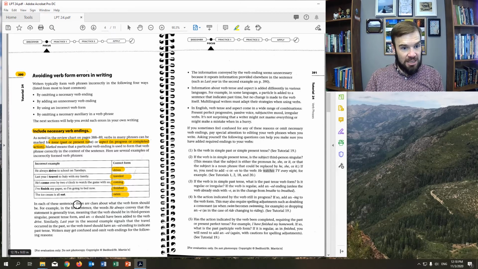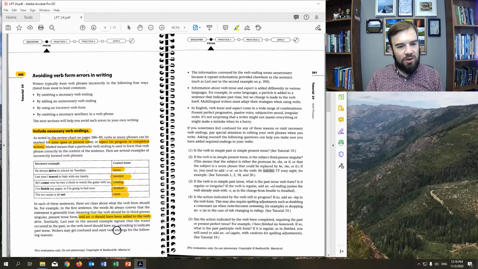Now, in each of these sentences, there are clues about what the verb form should be. For example, in the first sentence, the word always conveys that the statement is generally true, meaning that the verb should be in the third person singular present tense form, and an S should have been added to the verb drive. Similarly, last year, in the second example, signals that the travel occurred in the past, so the verb travel should have an ed ending to indicate past tense.